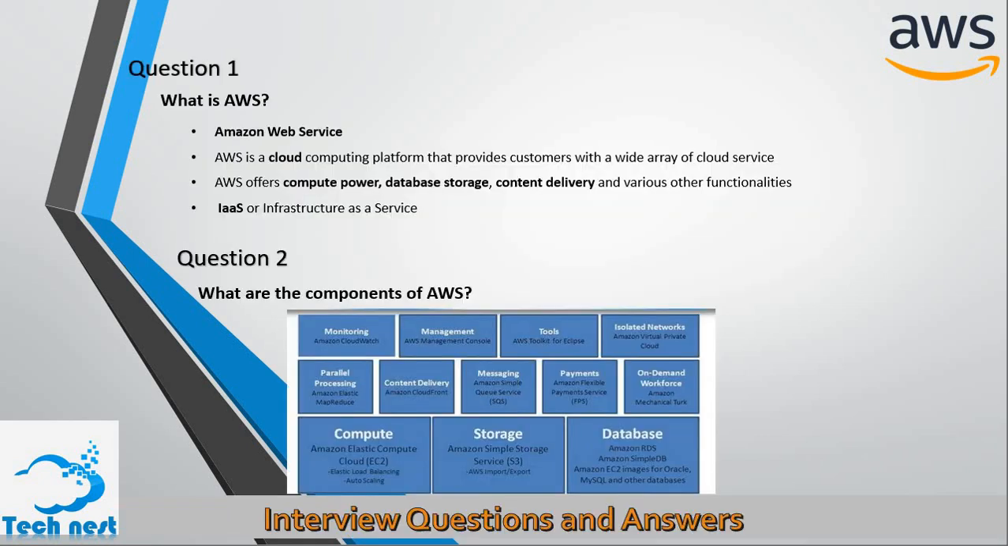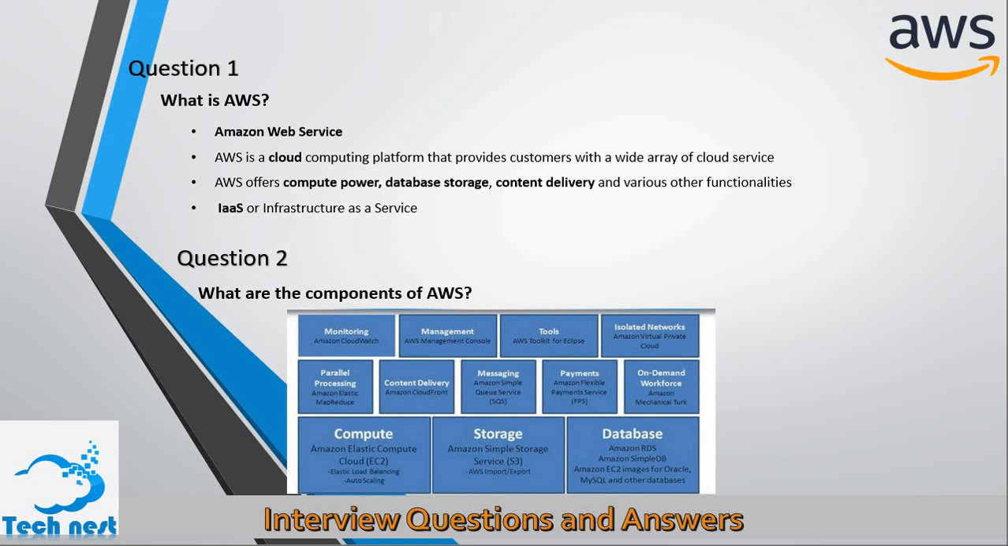What is AWS? It is Amazon Web Services. AWS is the cloud computing platform that provides customers with a wide array of cloud services. AWS offers compute power, database storage, content delivery, and various other functionalities. AWS is Infrastructure as a Service, that is IaaS.